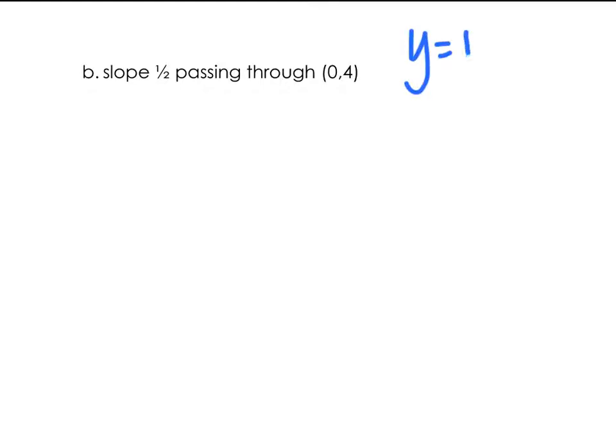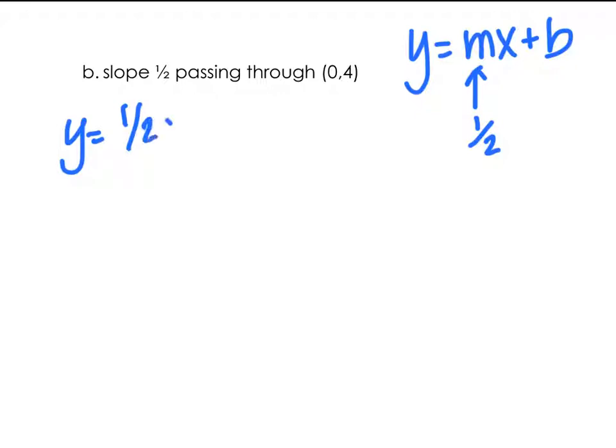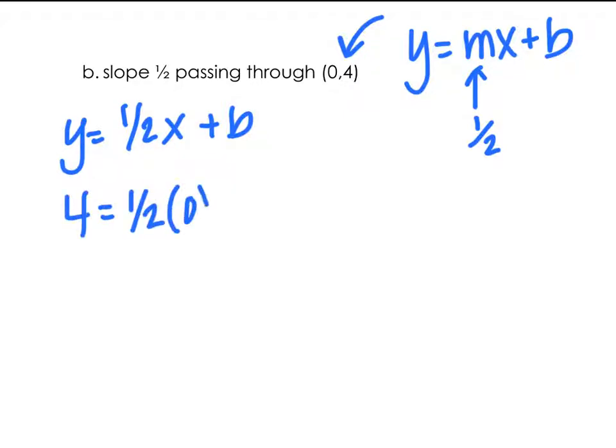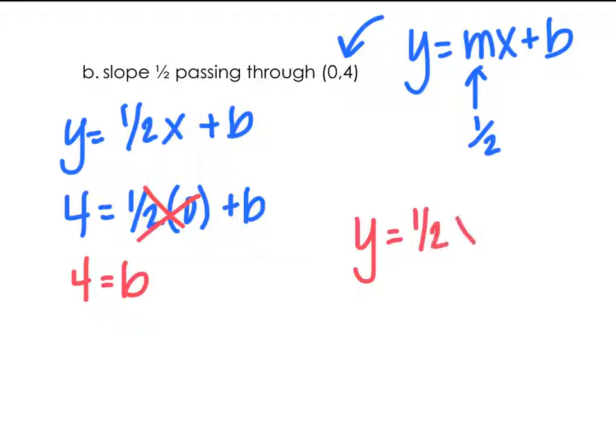Again, y equals mx plus b. In this case, I know that m is going to turn out to be 1/2. So I have y equals 1/2 x plus b. I also know that I have this point, 0, 4. So 4 equals 1/2 times 0 plus b. This will 0 out, which leaves 4 equals b, which means I have my intercept. So my equation is y equals 1/2 x plus 4.